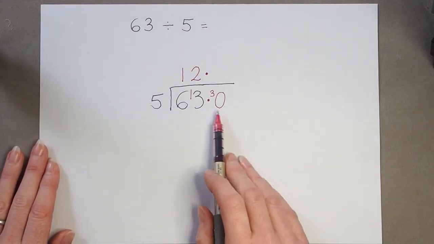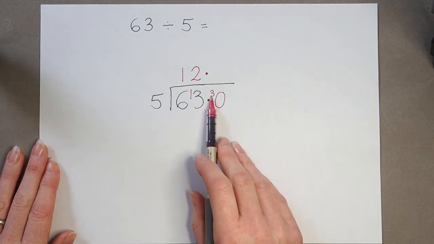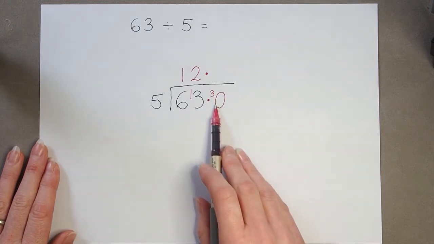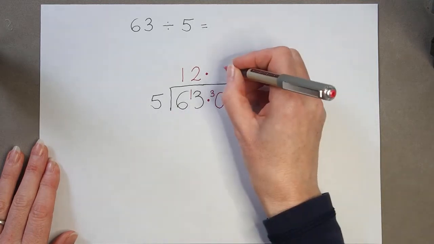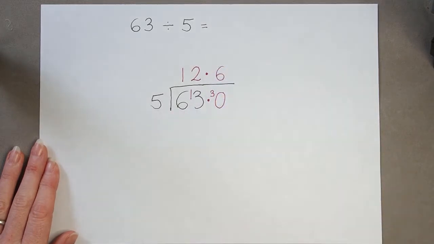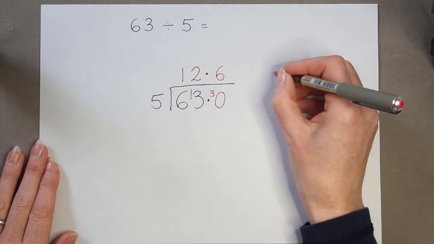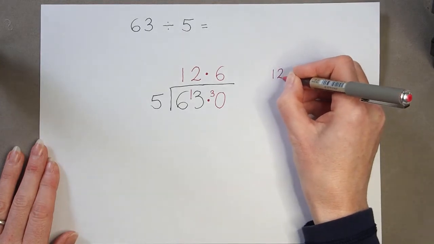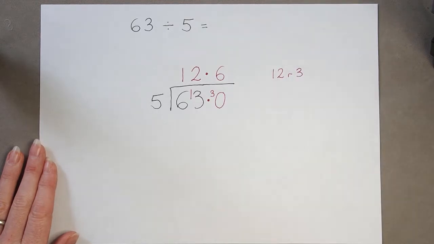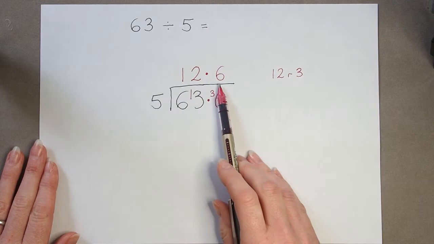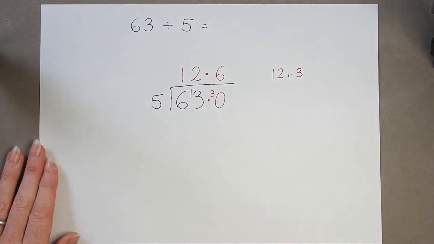And now I can complete this calculation, because here's my remainder, making now 30. Divided by 5 is 6. So my answer is 12.6. And that's exactly the same as the remainder of 3. 12 remainder 3, now expressed as a decimal, 12.6.